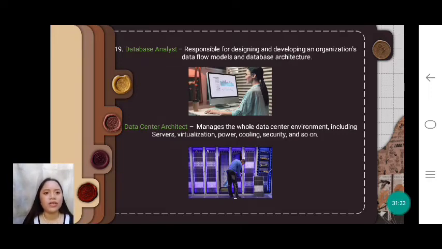Number 20. Sorry guys if you can't see the number 20. So let's go now on to data center architect. The data center architect manages the whole data center environment, including servers, virtualization, power, cooling, security, and so on. They're also responsible for adequately securing the data and examining factors such as facility design and architecture. So they are an architect.